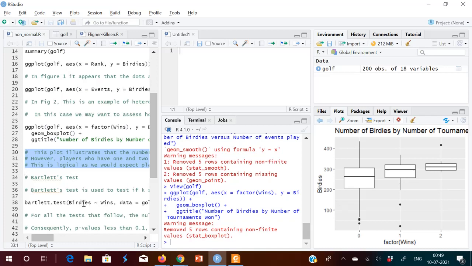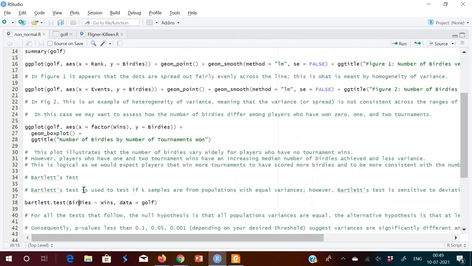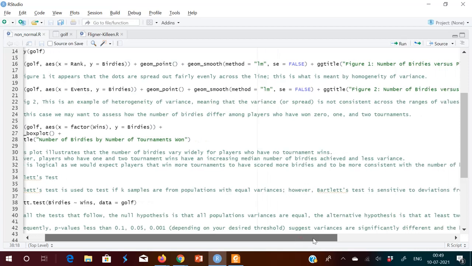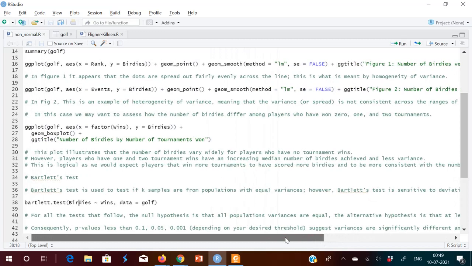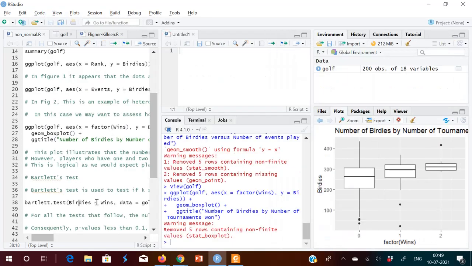So now here, this command. What is that command for? It is used to test if k samples from populations are with equal variance or not. This Bartlett test is sensitive to deviation from normality. So for this Bartlett test, the distribution should be normal. Let us see how this is coming. You are going to execute that command.